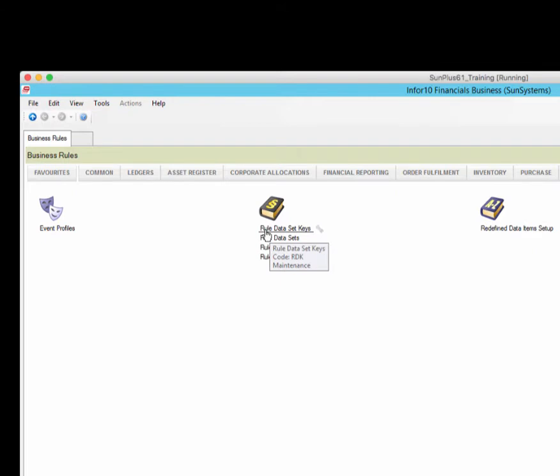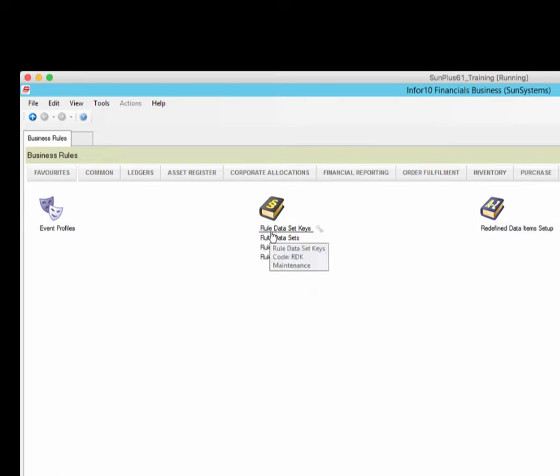The rule data set keys create a table, so to speak, and then rule data set functionality here puts data in the table we created, and then a rule set writes a rule to use the data, and the rule set can bring up a message, and so the message would be in there.